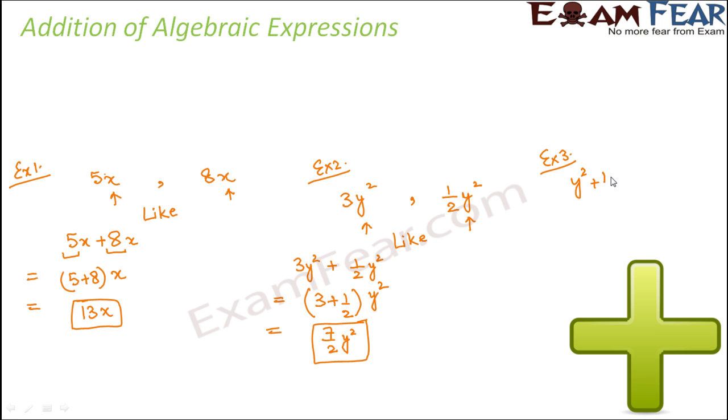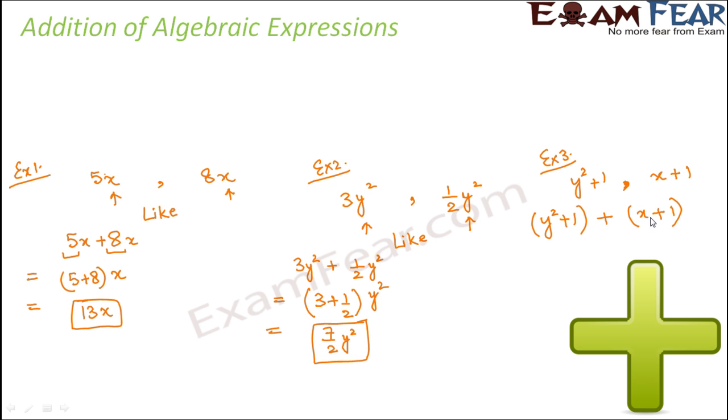Let's say you have one expression y square plus 1 and you have another expression x plus 1. So do you think both are like terms? Now here these two expressions do not have a single term. So the first expression is also a binomial, the second expression is also a binomial. Now let's say that you have to add these two expressions, y square plus 1 plus x plus 1.